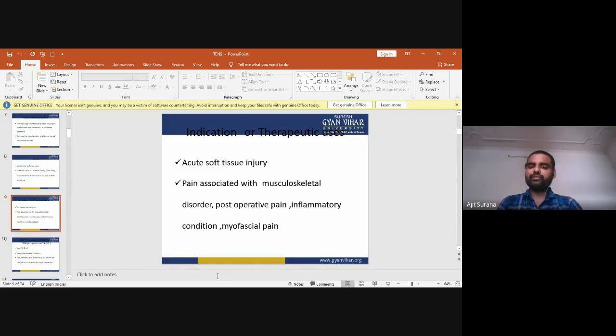Indications or therapeutic uses: first, acute soft tissue injuries, any pain associated with musculoskeletal disorders, post-operative pain after any surgery, inflammatory conditions, or myofascial pain. These are the indications or therapeutic uses of the high frequency TENS.